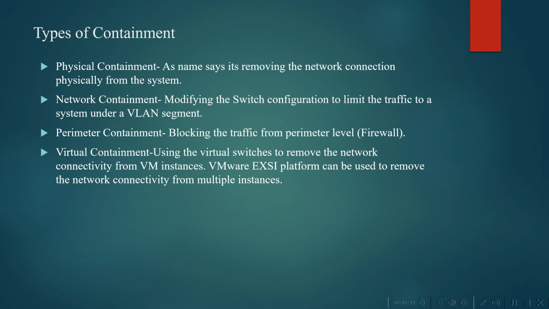Suppose there are two systems compromised. The easy thing that we can do is remove the cable from the network so that the damage can be prevented or the pivoting or lateral movement can be dropped.